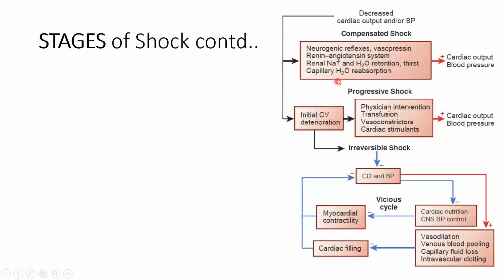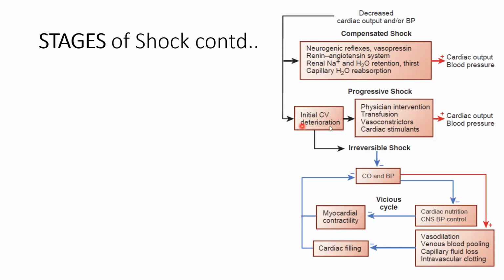So basically, stages of shock have been nicely depicted in this particular flowchart. You have decreased cardiac output and or blood pressure. There's a compensated stage in which all sorts of acute and intermediate compensatory mechanisms try to do what? Address your cardiac output and your blood pressure. If this doesn't improve the whole situation, the person goes into progressive shock.